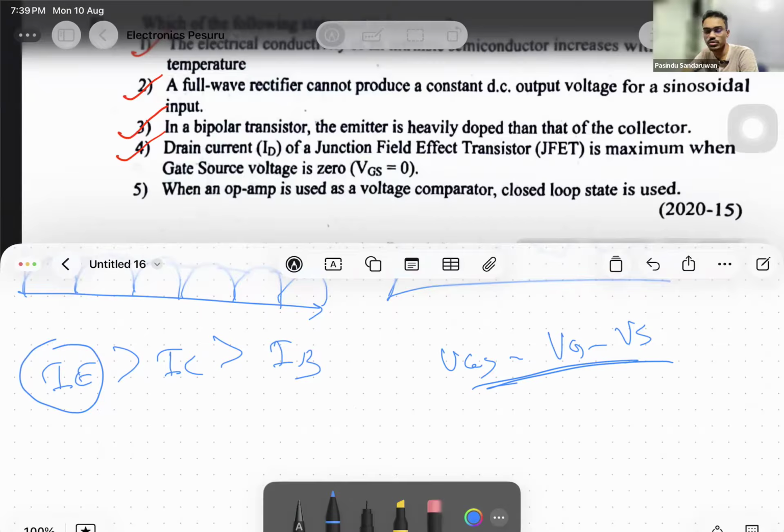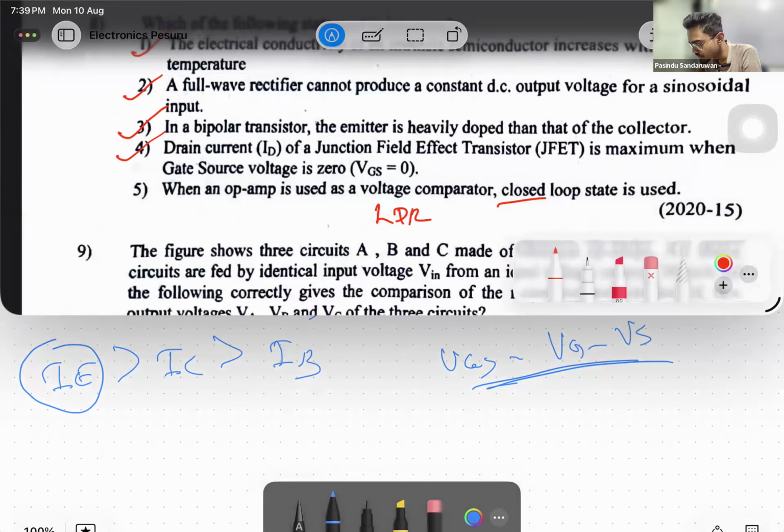5. A popular case is when an op-amp is used in a voltage comparator. Closed loop is used. No, that is the open loop. That is not the closed loop, that is the open loop. The voltage comparator circuit is the LDR circuit we usually discuss in the class. The configuration we have in LDR circuits is called the comparator circuit.